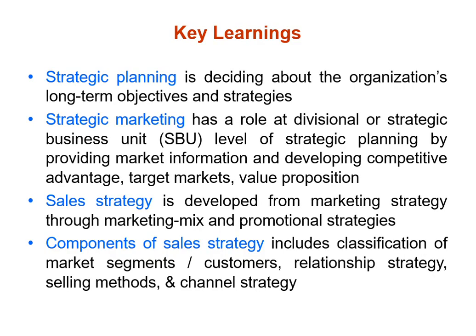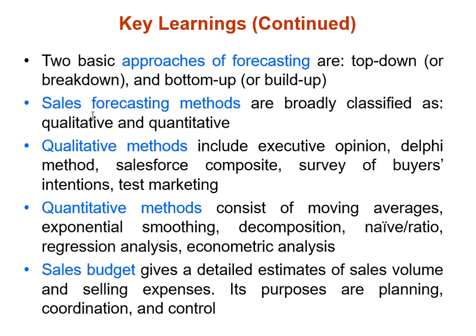So the key learning from this chapter is strategic planning, how you are deciding about the organization and long-term objectives and strategies, marketing, then sales strategy, components of sales strategy, and two basic approaches of forecasting, top down or breakdown and bottom up, then sales forecasting methods, qualitative and quantitative, and how to prepare the sales budget and why it is important.